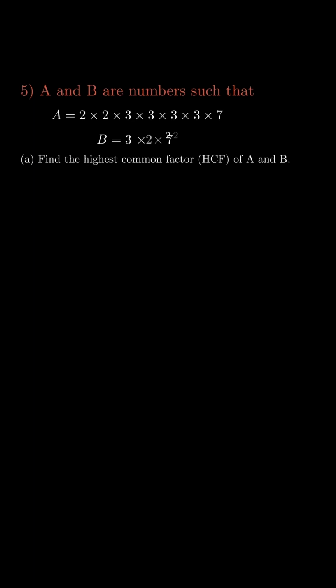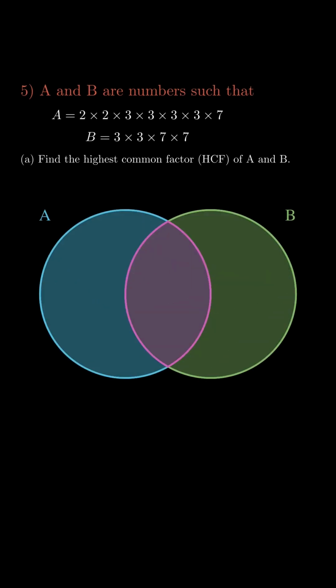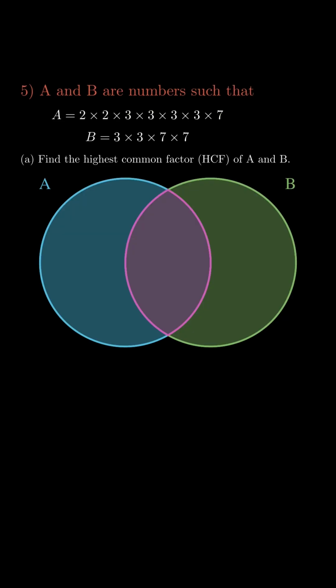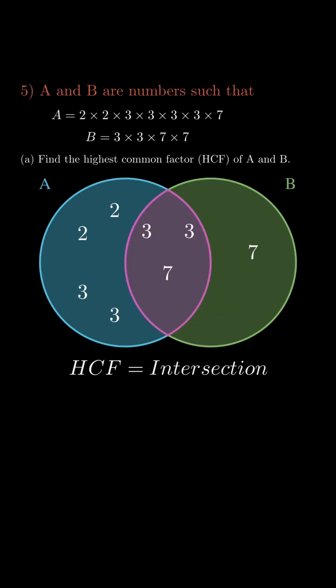Since we'll need to find the highest common factor and the lowest common multiple, let's build a Venn diagram for the prime factors of A and B. We'll put 3, 3, and 7 into the intersection. We'll put 2, 2, 3, and 3 into the only A part, and the remaining 7 into the only B part. The highest common factor will be the intersection, so it will be 3 times 3 times 7, which equals 63.